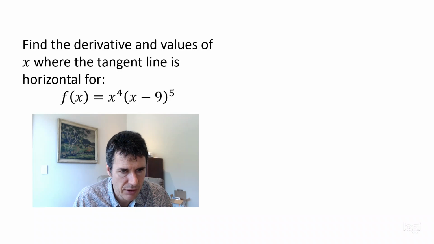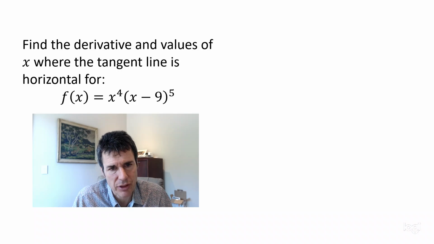We've got the function x to the fourth and we've got the function x minus 9 to the fifth, as well as the general power rule. We don't have just x to the fifth, but we have x minus 9 to the fifth, so we have to figure out how to take that derivative.